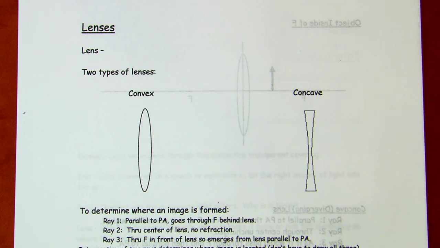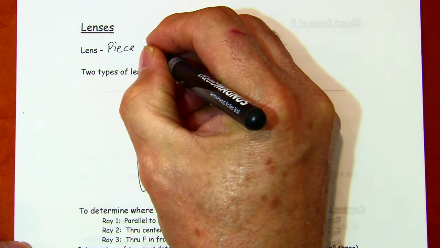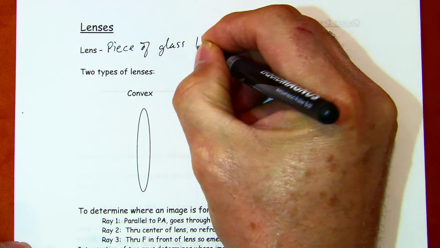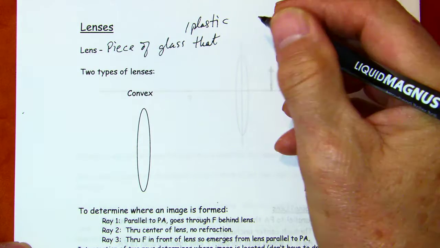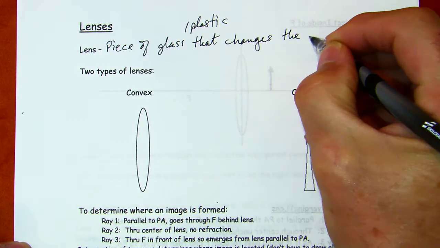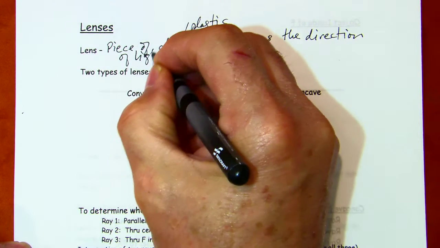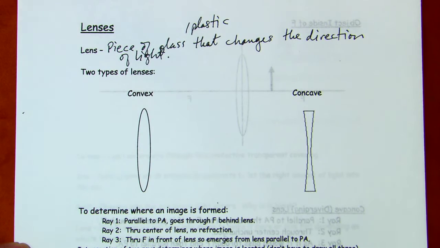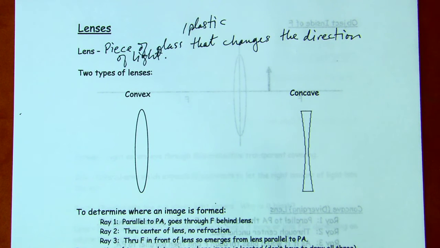All right, first of all, a lens is just a piece of glass or plastic. Think glasses for your eyes. That glass or plastic changes the direction of light. Oh, it refracts it. Okay, and this does this because it is made up of a different material than air, and so therefore there is a change in speed in the glass and therefore a change in direction.